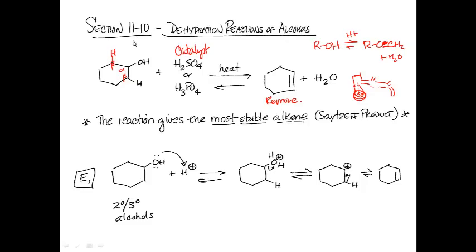The mechanisms of dehydration are going to vary from E1 to E2. If you have a secondary or tertiary alcohol, you're going to protonate it with acid. You're going to form the oxonium ion then. If this is a secondary or tertiary carbon, you'll then lose the water to form the carbocation and then lose a beta hydrogen to form the double bond.